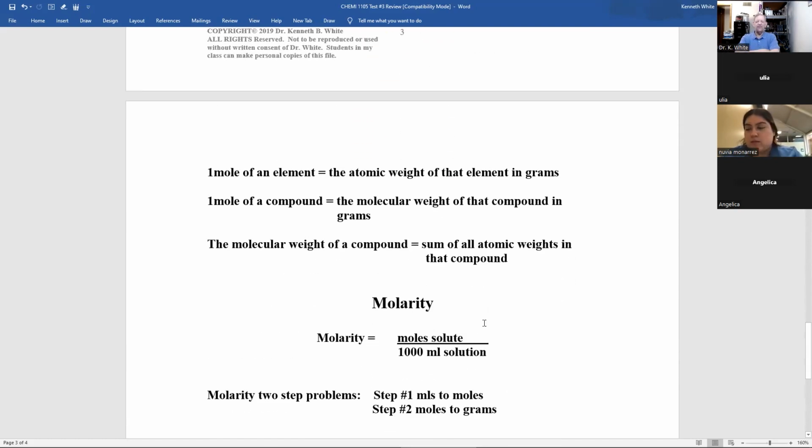Now, from the last test, there are things you've got to know: how to go from moles of a compound to grams of a compound. 1 mole of a compound equals the molecular weight of that compound in grams. And the molecular weight of a compound is the sum of all atomic weights.